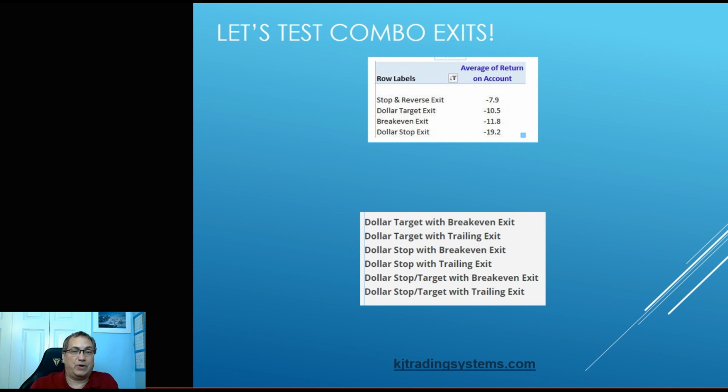Dollar target, break even stop, and dollar stop. Those were the top three after stop and reverse. And I thought, well, let's combine them. Let's see what a dollar target and a break even exit do. Can that beat stop and reverse? And so on. So you can see I tried all these combinations. So it was 6 more exits, a bunch more testing.